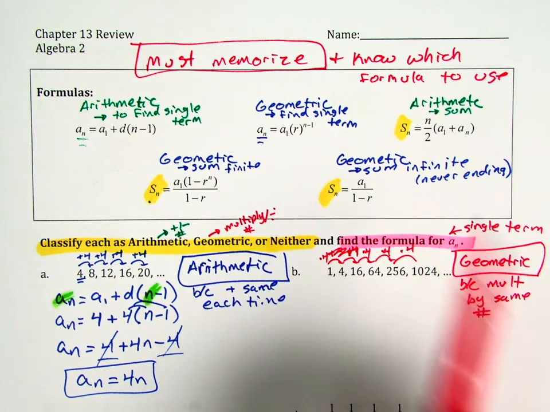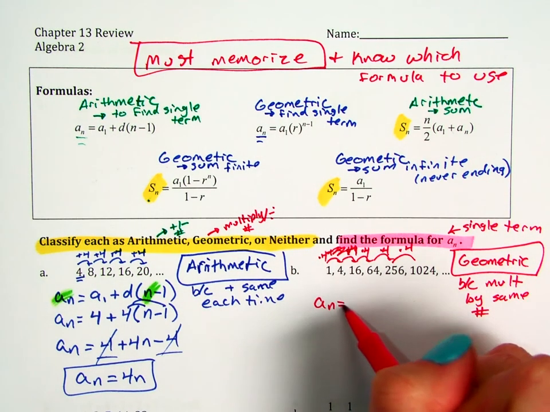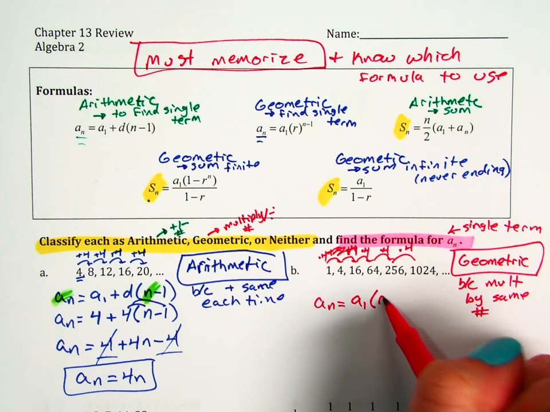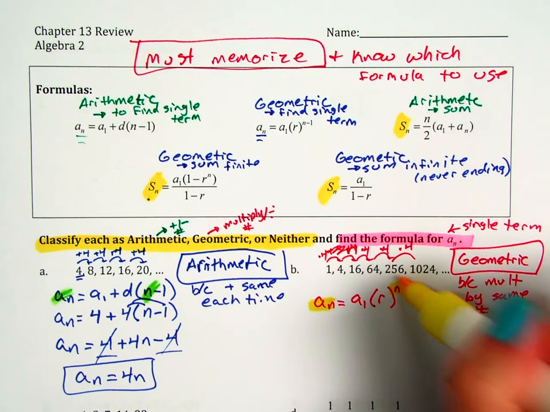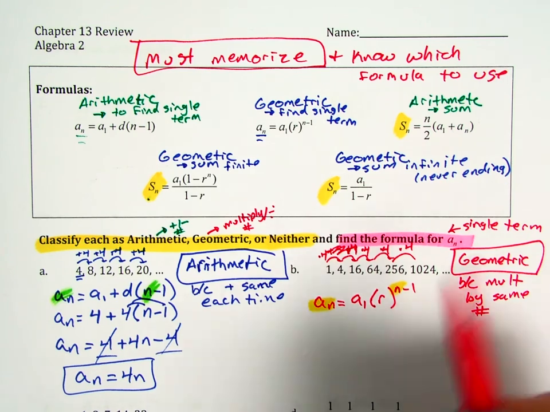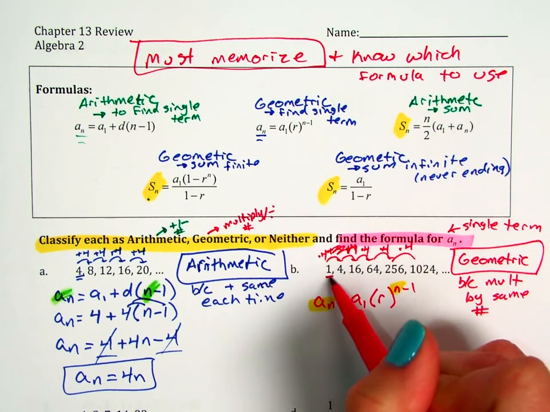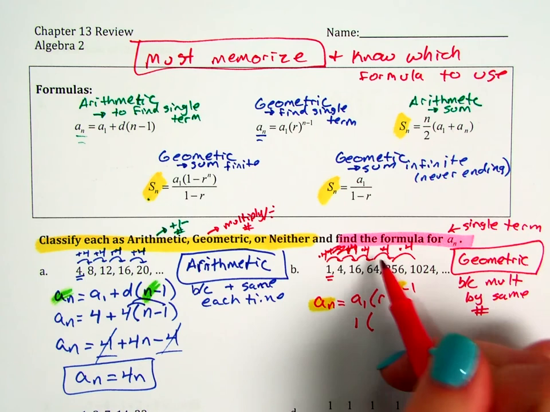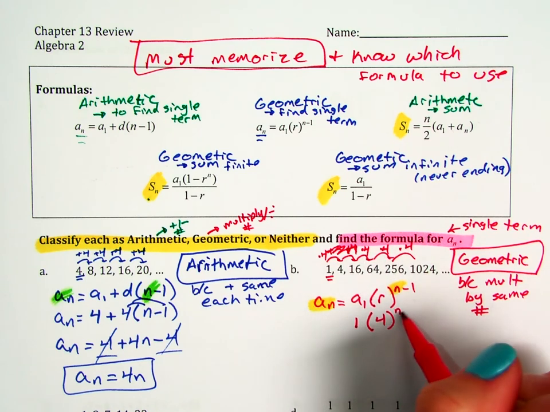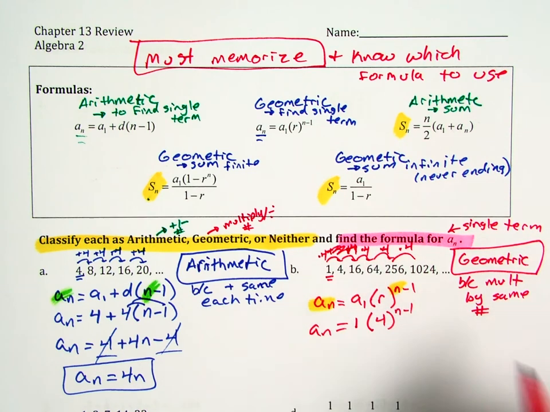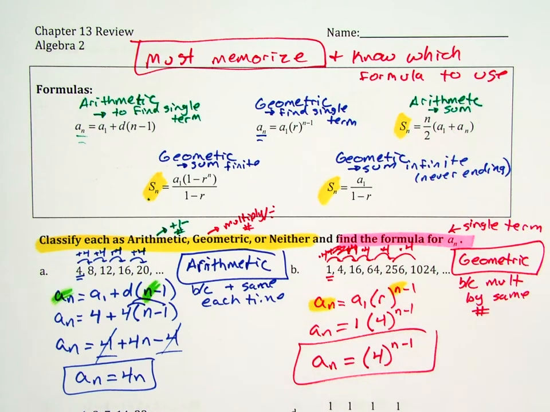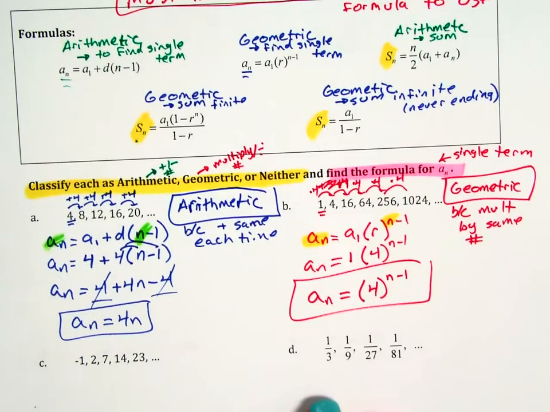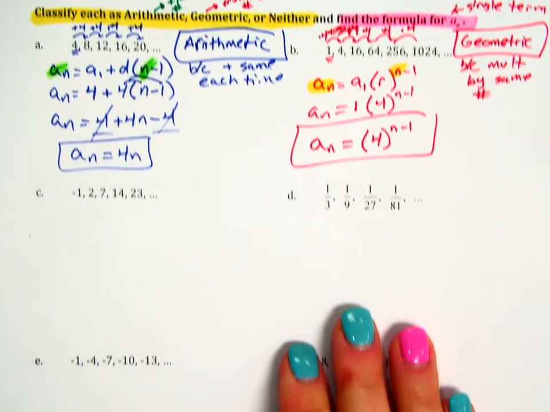So my geometric formula for a single term is a sub n equals a sub 1 r to the n minus 1. And again, because we're doing a general one, the a sub n and n stay the same. But my a sub 1, my first term, is 1, times r, which we found to be 4, because that's what we were multiplying by, to the n minus 1 equals a sub n. Well, multiplying by 1 doesn't change anything, so that's really just 4 to the n minus 1. Okay, so we move along.